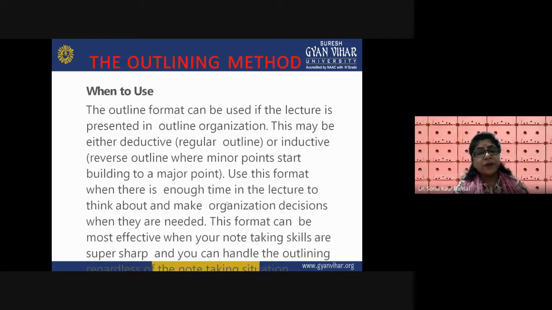Okay. When to use the outline format: it can be used if the lecture is presented in outline organization. This may be either a deductive regular outline or an inductive reverse outline, where minor points start building to a major point. Use this format when there is enough time in the lecture. You have a lot of time to think about and make organization decisions when they are needed. This format, students, is most effective when your note-taking skills are superb and sharp and you are ready to outline regardless of the note-taking situation. Whatever the situation is, you are perfectly happy with it and you are organizing your content in a beautiful way. So just remember when to use this. It can be used during the lecture, but only if you have a lot of time and the content has scope for outlining everything.